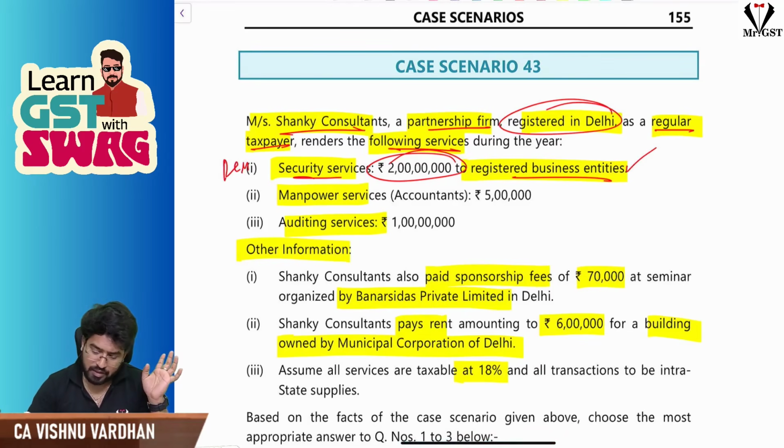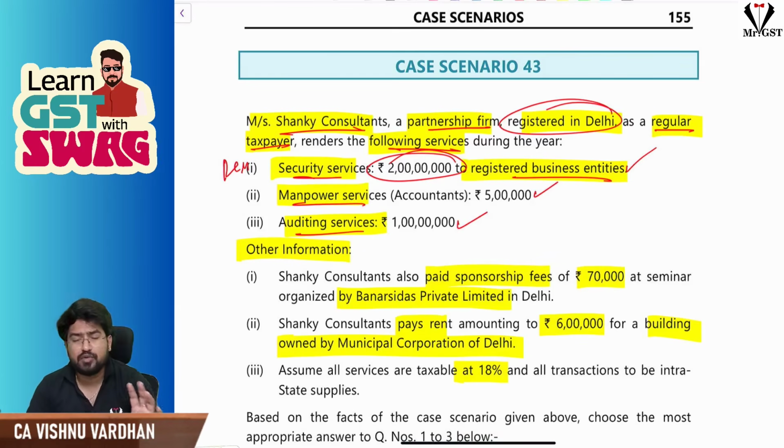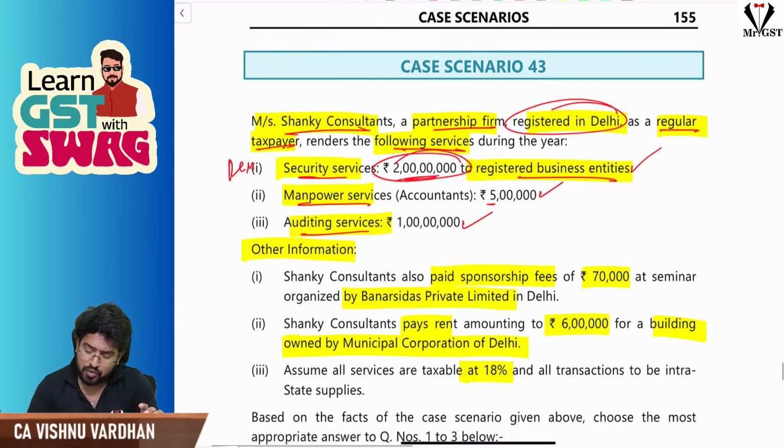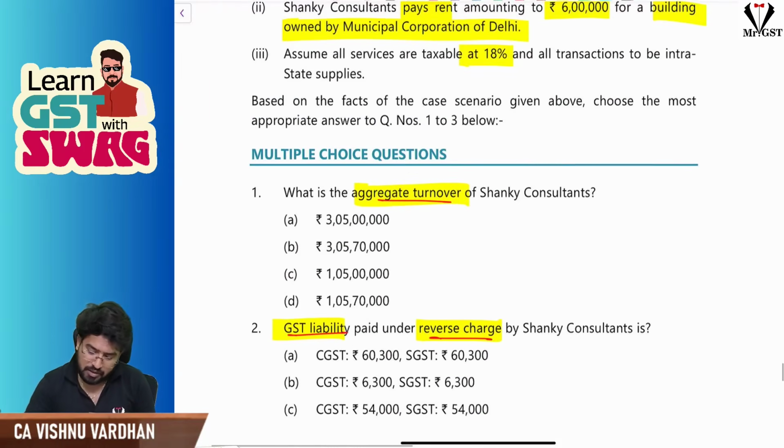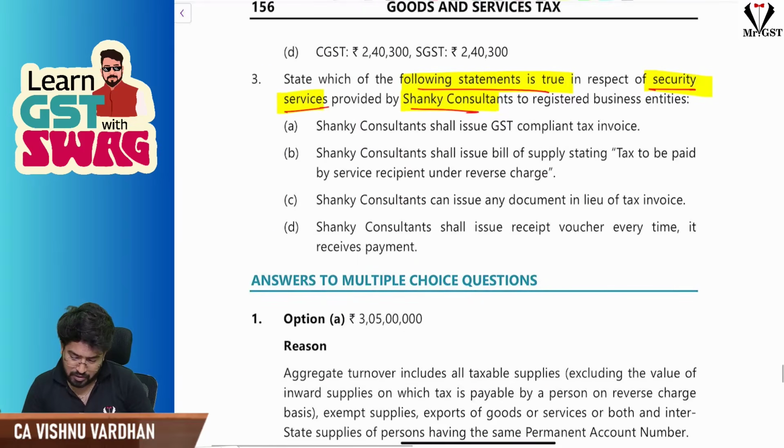But still, this is a turnover. Manpower services, yes, this is turnover. Auditing services, this is turnover. So turnover includes all outward supplies. Only inward supplies are not included there, but here it is an outward supply. So 2 crore, 5 lakh, 1 crore. So 3 crore, 5 lakh will be the answer. Okay, 3 crore, 5 lakh will be the answer.